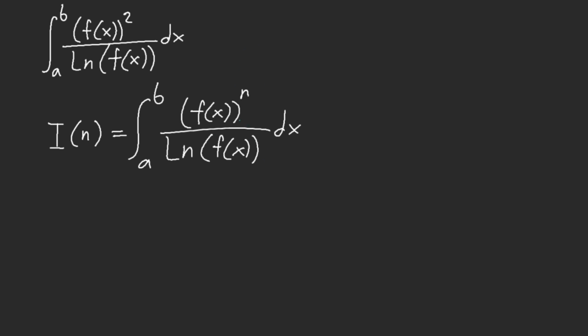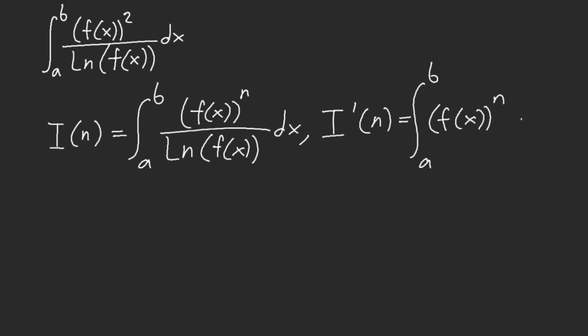So in this case, we're going to use our first one. This is our integral function. Then we derive it and we call it I prime of n. This is our derivative. And now we derive this, and this is now f of x n dx. As you can see, it is a lot nicer.